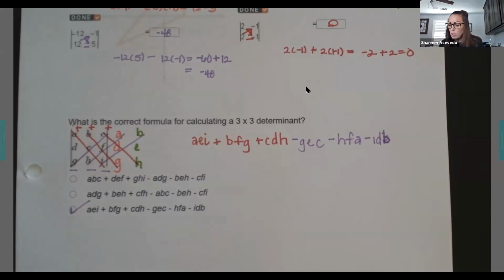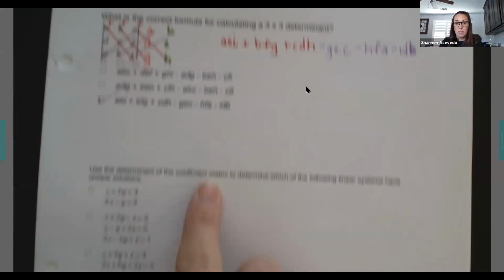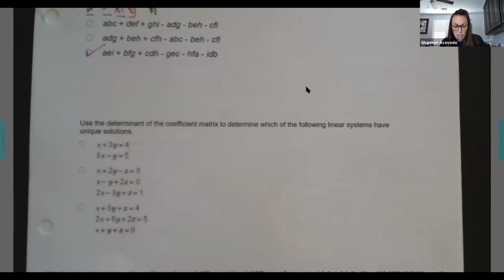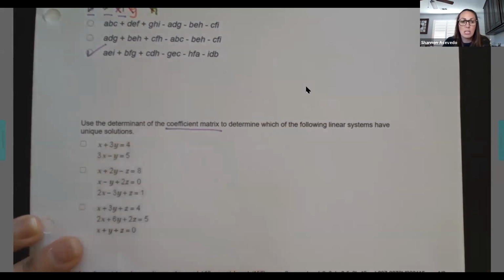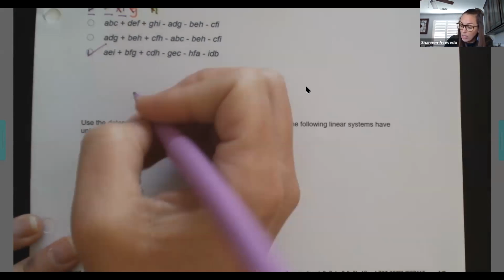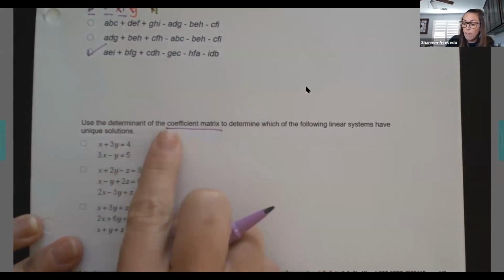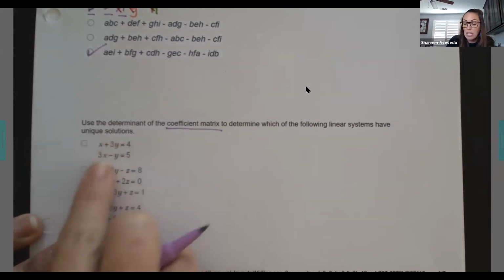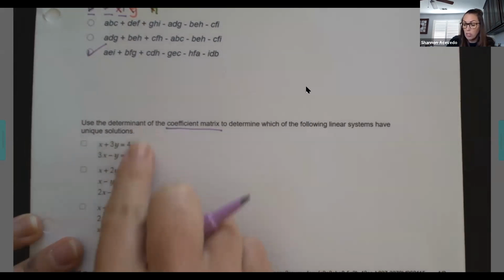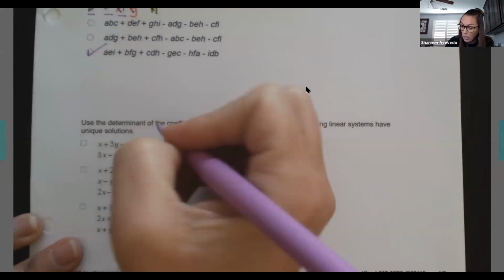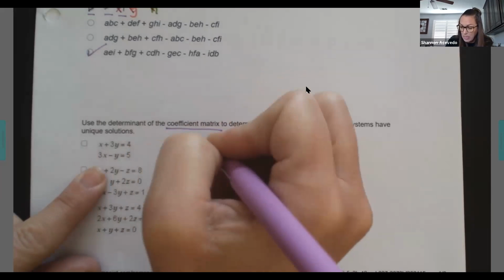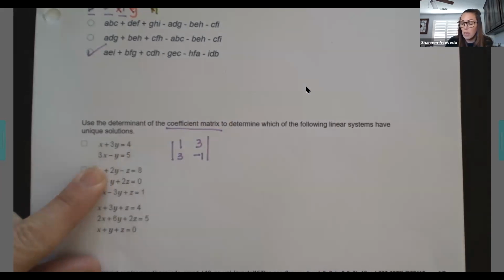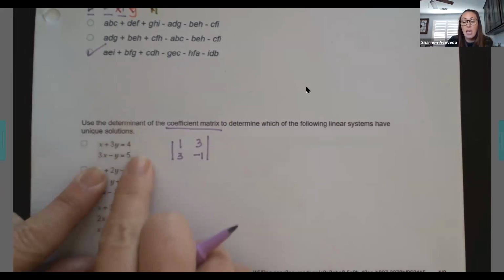All right, my next one says, use the determinant of the coefficient matrix to determine which of the following linear systems has a unique solution. When I look at this, the determinant of the coefficient matrix is only focusing on the values that are with the coefficient, not the solution. That would be an augmented matrix. So I want to figure out the determinant of 1, 3, 3, -1. It has to be square. If I had my augmented matrix, it wouldn't be square and I couldn't calculate the determinant.